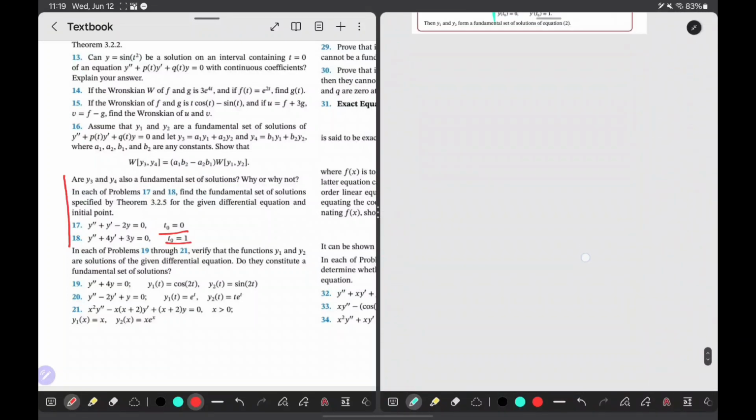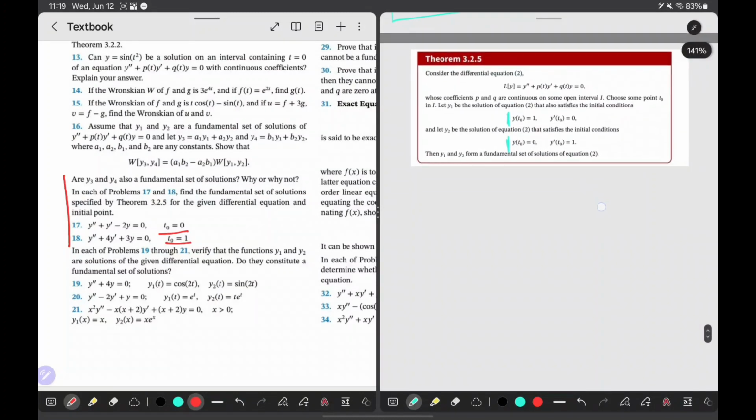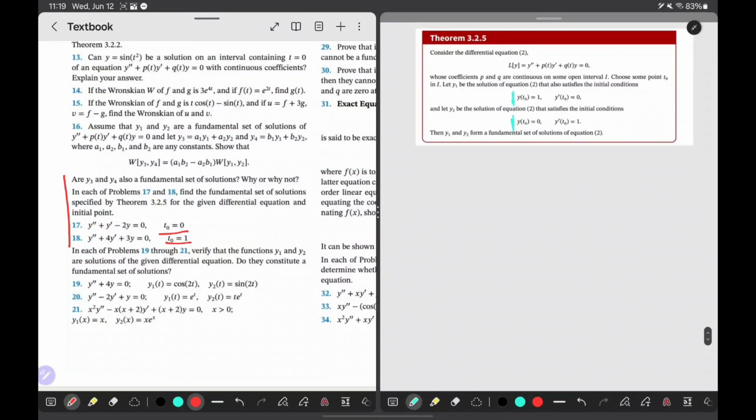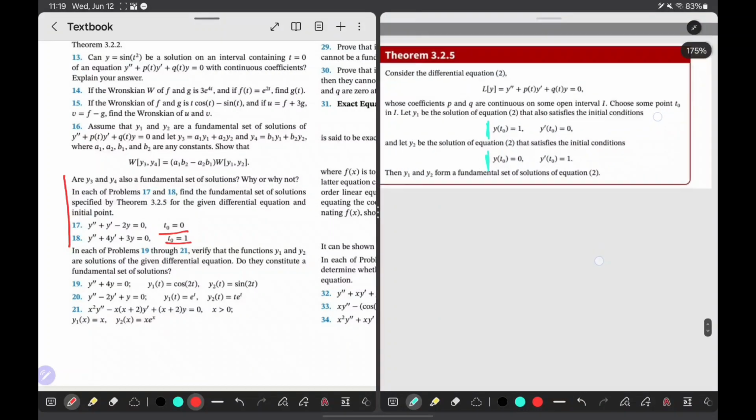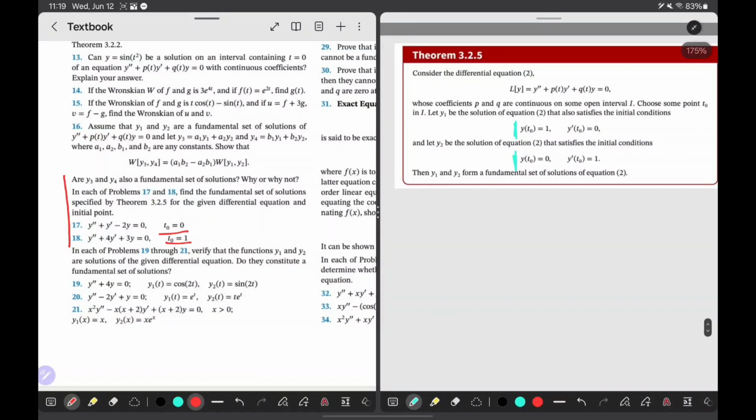And then you're going to have to do either Cramer's Rule, substitution, elimination, whatever. But you're going to have to solve for C1, C2 two times for both sets of initial conditions. This one's for one general solution. This one's for the other general solution. So just be aware of that.